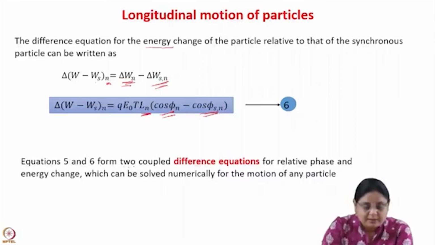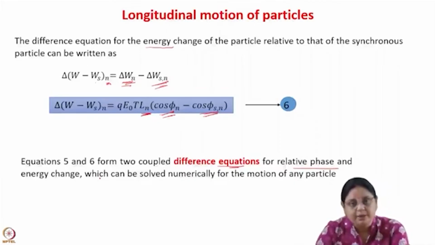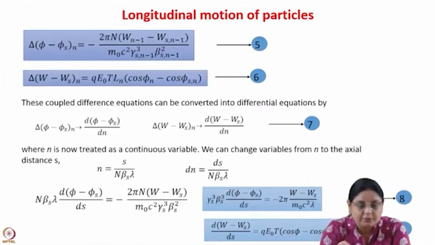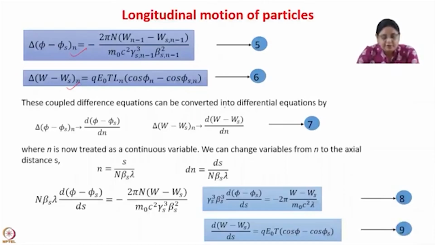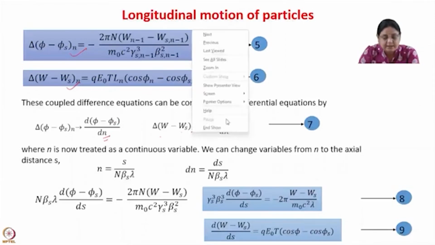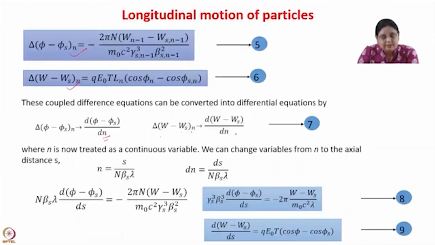Now equations 5 and 6 form two coupled difference equations. These are difference equations for relative phase and energy change, and these can be solved numerically for the motion of any particle. This one is for phase and this is for energy. We can convert these difference equations into differential equations. So we can write delta phi minus phi s n as d of phi minus phi s by dn, and delta W minus Ws n as d of W minus Ws by dn. Now n is treated as a continuous variable.